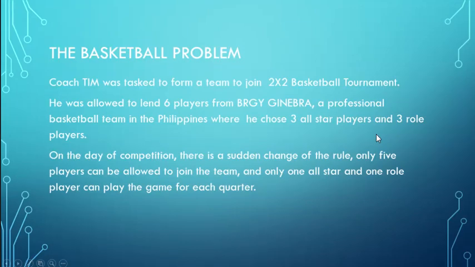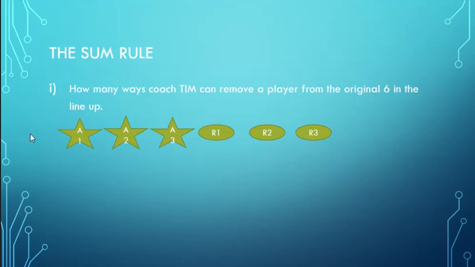Now let's take a look at this problem. Coach Tim was tasked to form a team to join a 2x2 basketball tournament. He was allowed to select 6 players from Barangay Ginebra, a professional basketball team in the Philippines, where he chose 3 all-star players and 3 role players. On the day of the competition, there is a sudden change of the rule. Only 5 players can be allowed to join the team, and only 1 all-star and 1 role player can play the game for each quarter. How many ways can Coach Tim remove a player from the original 6 in the lineup?